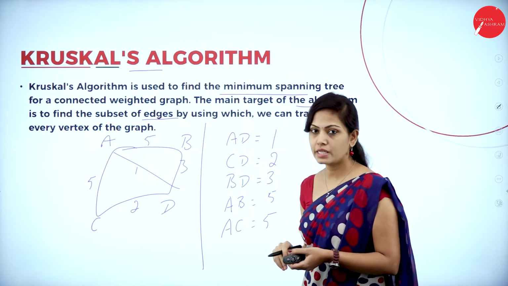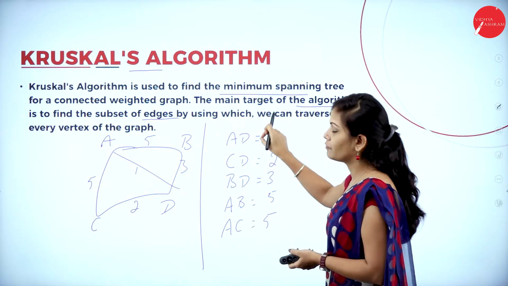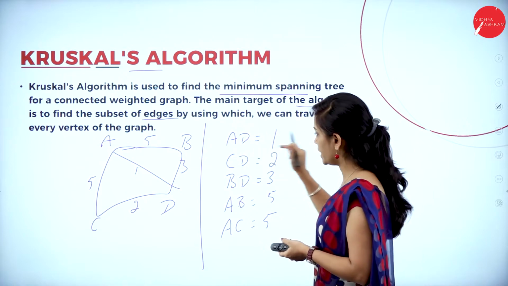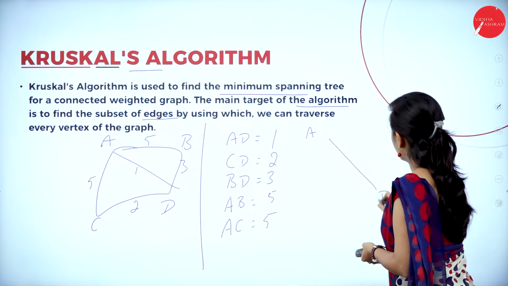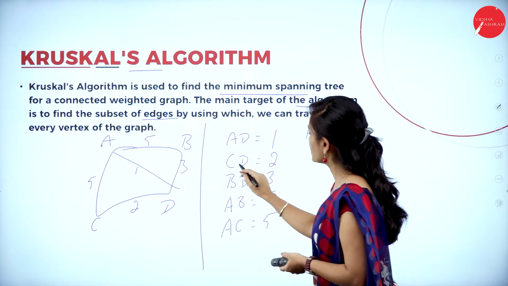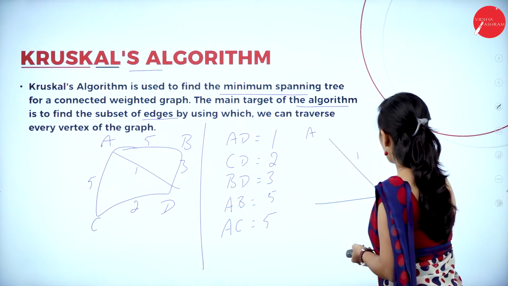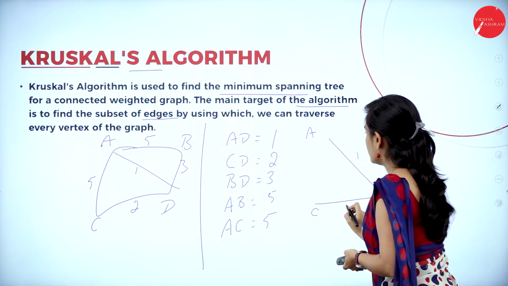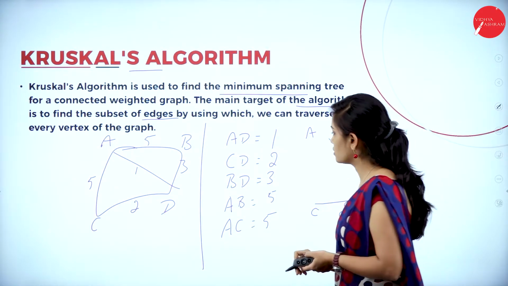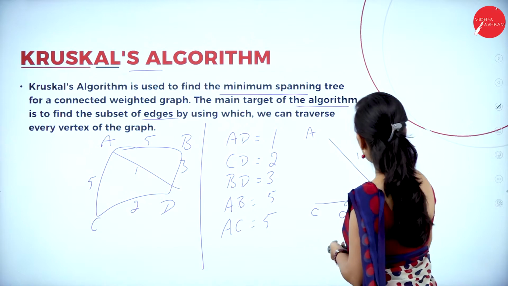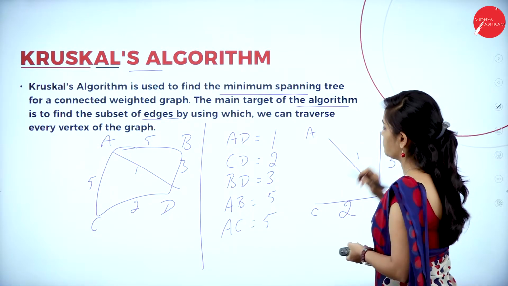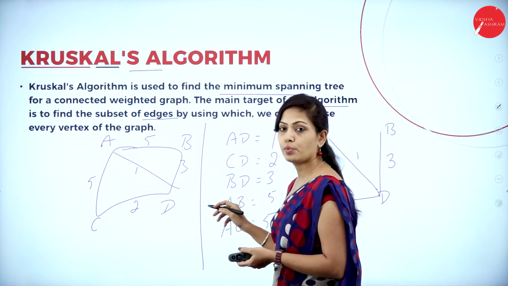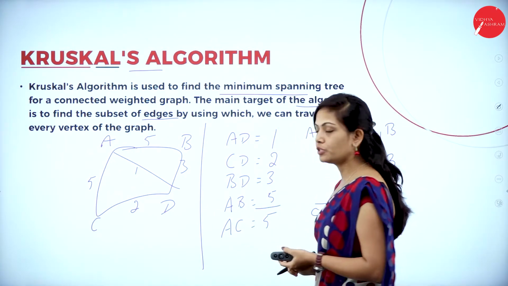Now here I'll draw a minimum spanning tree according to their weights by using this Kruskal's algorithm. So now the first least edge is AD. I'll draw AD, edge weight 1. And next least is CD. I'll join this C and D. Weight is 2. And next is B and D. B and D is 3. And next weight is AB is equal to 5.